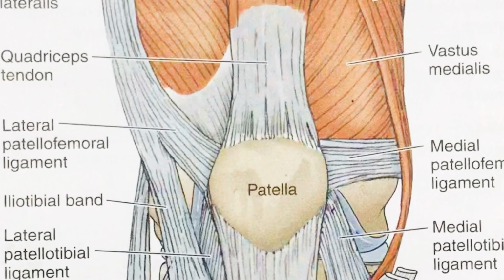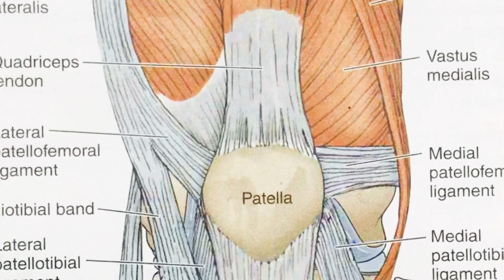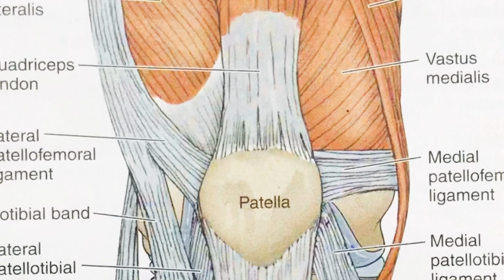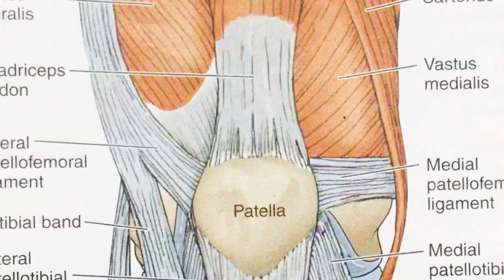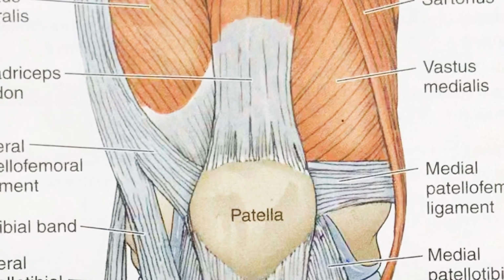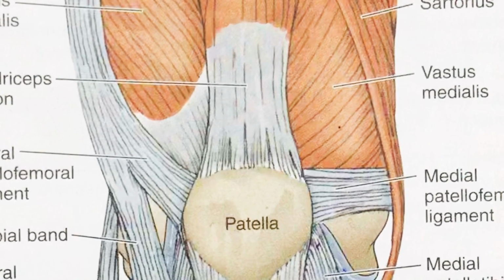And now in the coming diagram, this shows the stabilization of the patella: the medial patellofemoral ligament, the vastus lateralis muscle, the quadriceps tendon, the lateral patellofemoral ligament, the IT band, the lateral patellotibial ligament, the medial patellotibial ligament, and all the structures. And in the center, you can see the patella.